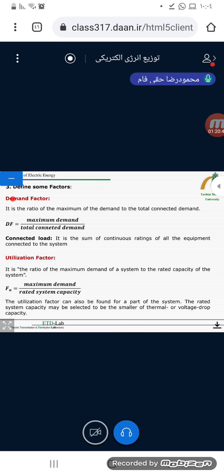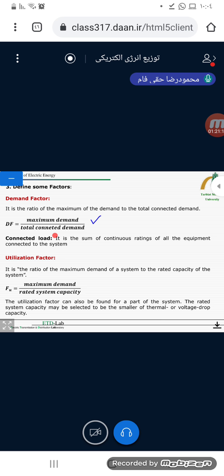Demand factor, please see. Demand factor is the ratio of the maximum demand to the total connected demand. Connected demand is the sum of the continuous ratings of all of the equipment connected to the system.